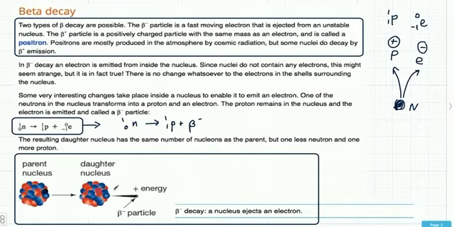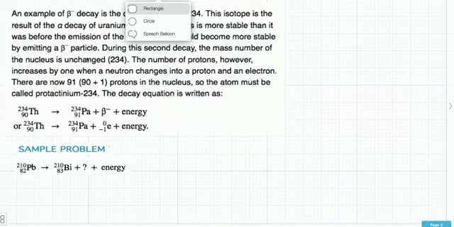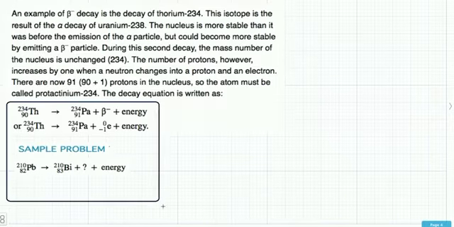So an example of beta minus decay is here, and I should put this actually in a blue box because you want this one in your notes. It's a good example, and probably the sample problem too.